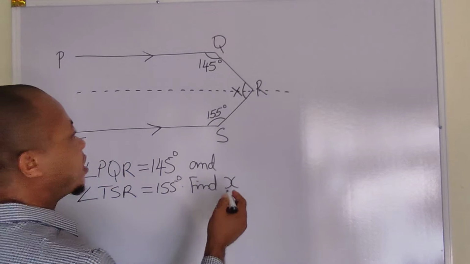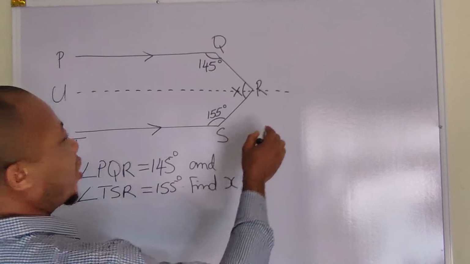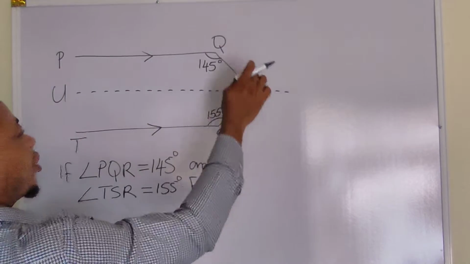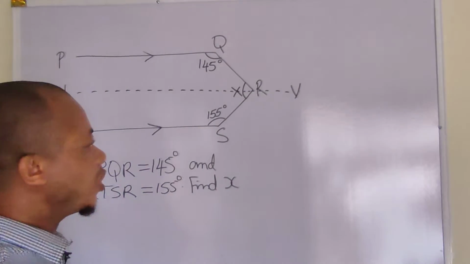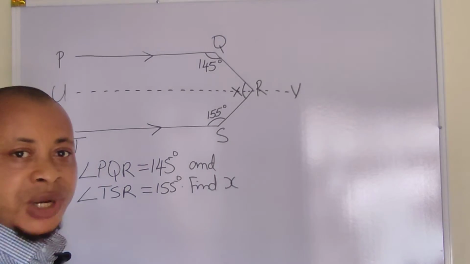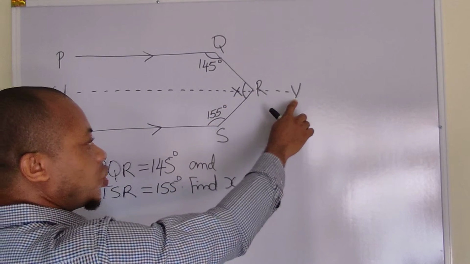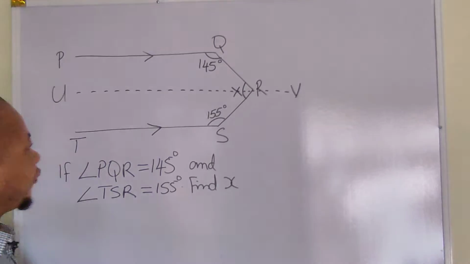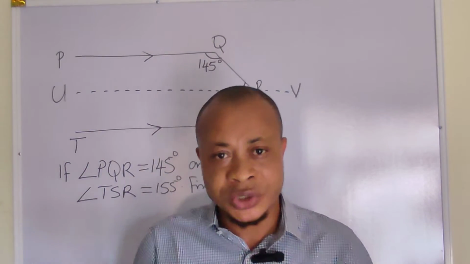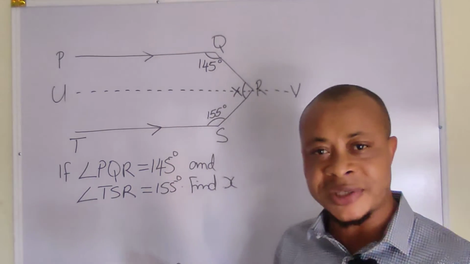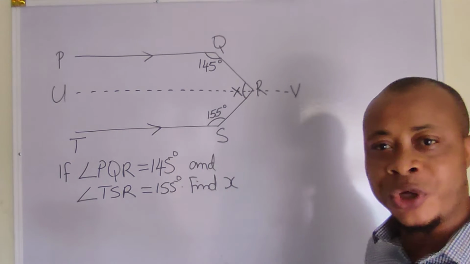So let me label it. Let me call this one U, and let me call this one V. All right. So I've constructed a new line which passes through the angle x to the point V. From U to V is a dotted line which I have constructed by myself. That is the first thing you have to do. And that line divides the angle x into two equal parts.